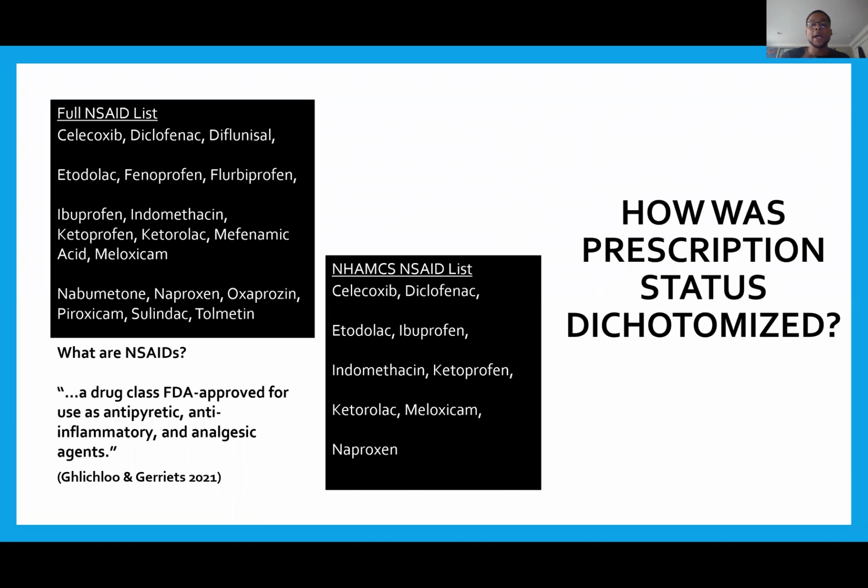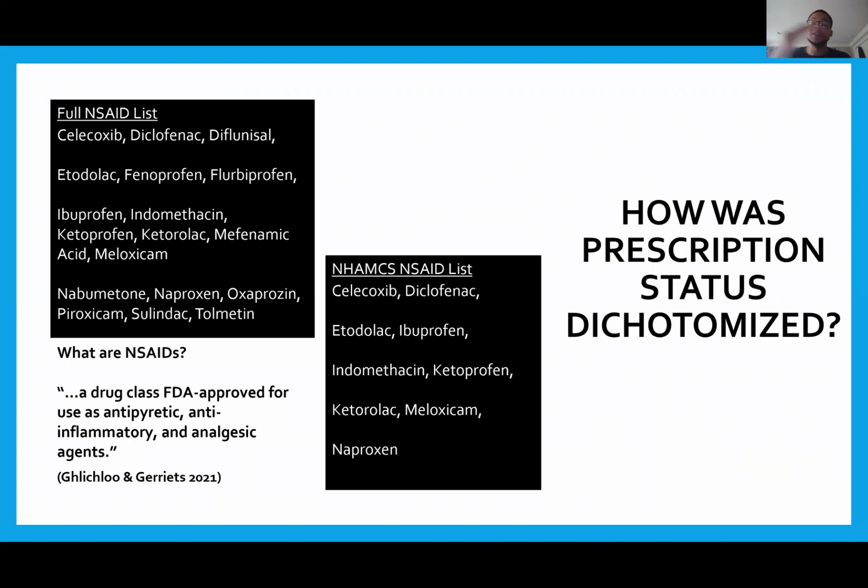Along with that, I also dichotomized the presence or absence of an NSAID prescription based off of the prescriptions that were present in the NHAMCS survey. So I pulled the full NSAID list from the FDA website, of all that are approved on the market right now. Then I narrowed that down and condensed it to a list based off of what was present in the survey. So these are the drugs that were part of the survey.